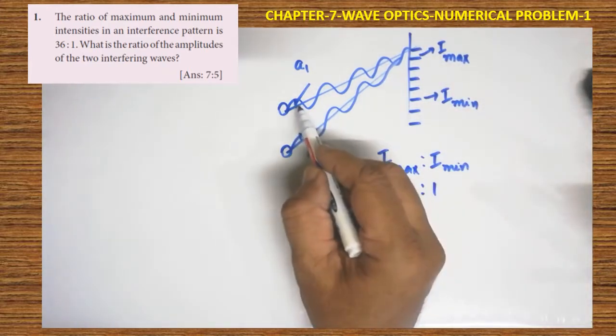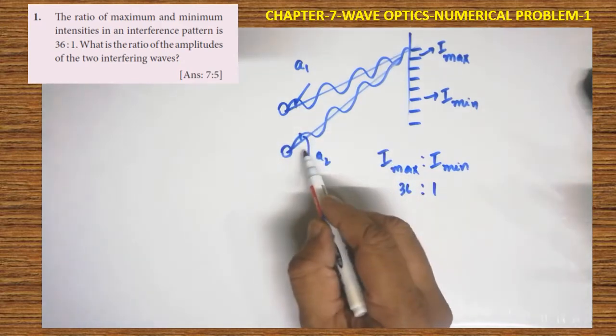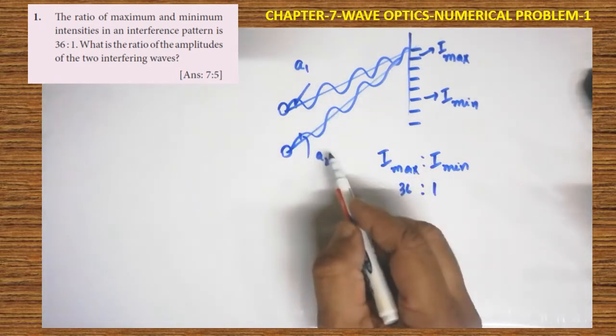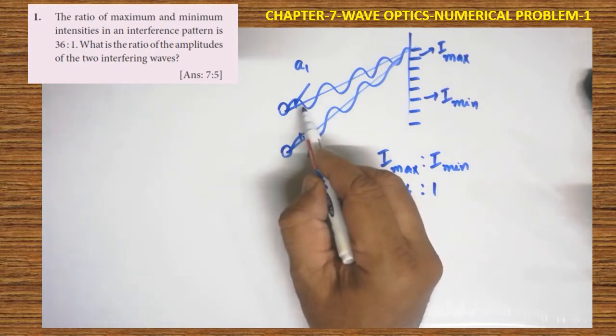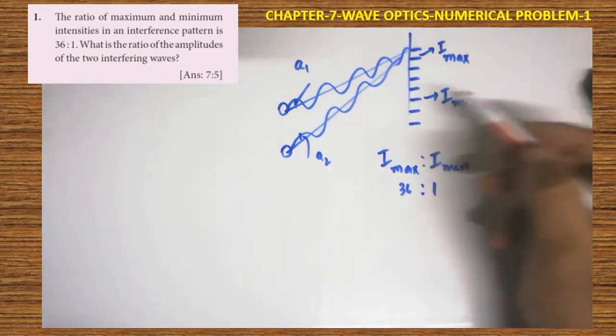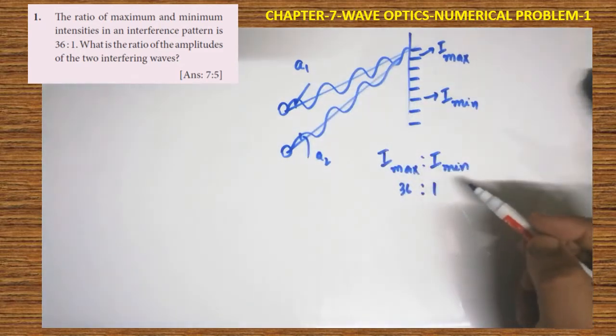The amplitude of the wave from the first source is A1. The amplitude of the second wave from the second source is A2. A1 and A2 values are not known. Amplitude is purely related with waves. Since A1 and A2 are not known, we are going to find out their ratio.